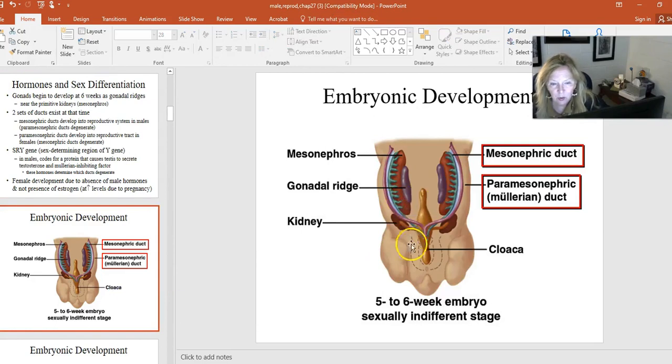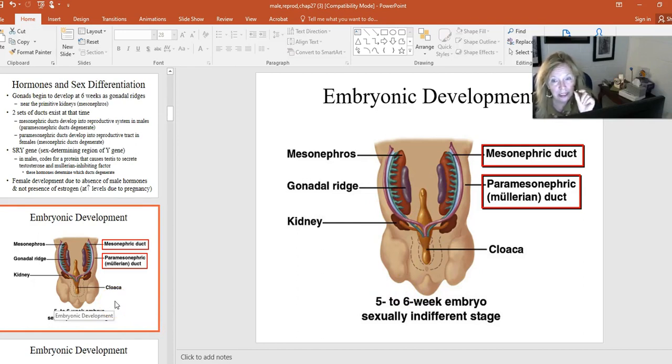At 5 to 6 weeks, there is really no difference in a developing embryo. There is no difference. You know that from 2 to 8 weeks, this developing organism is called an embryo. From 9 weeks until birth, it's known as a fetus. But during the embryonic stage of 5 to 6 weeks, there is no significant difference.